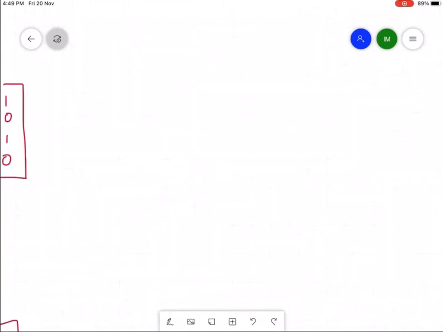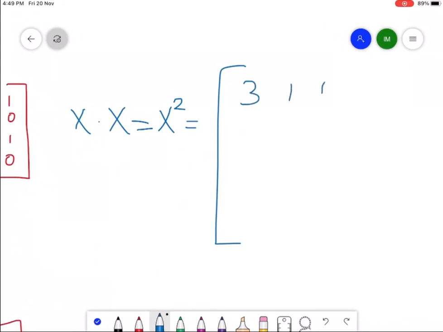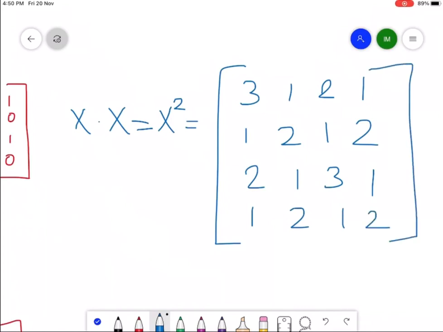So what I'm going to do is find the dot product of the adjacency matrix. I'm going to multiply the adjacency matrix by itself. Then what do we get? I get X square, and the values are 3121, 1212, 2131 and 1212. Right? And now I am going to divide this matrix into two parts.